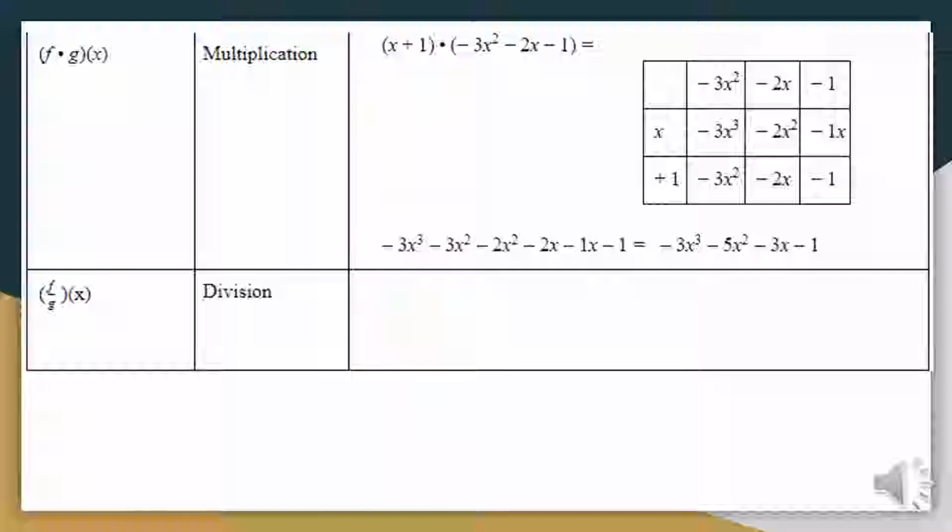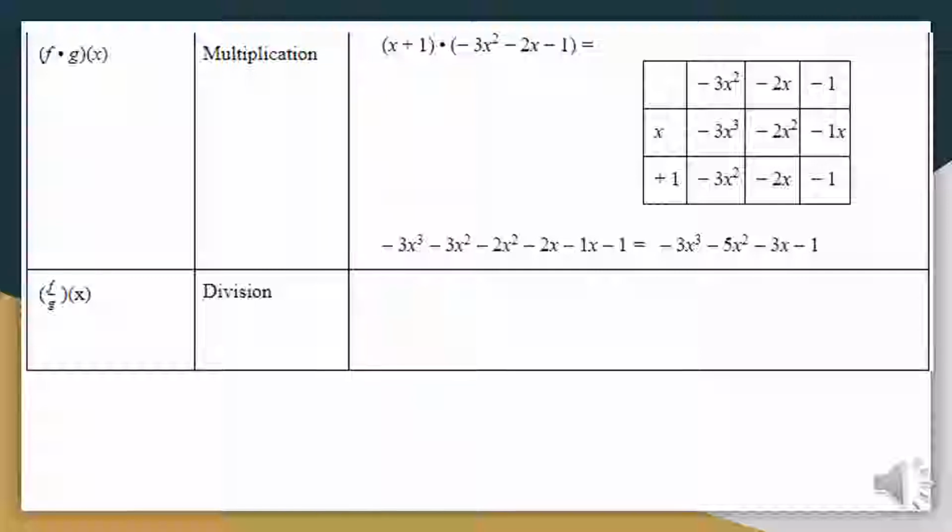The box method works by differentiating your box into the number of squares as you have terms. So my f of x has 2 terms, the x and the plus 1. So I'm going to draw 2 rows, one with x and one with plus 1. Then I have g of x, which has 3 terms. So I'm going to create 3 columns, negative 3x squared, negative 2x, and negative 1. Then I'm going to go through each of the boxes and multiply the terms that meet in those boxes.